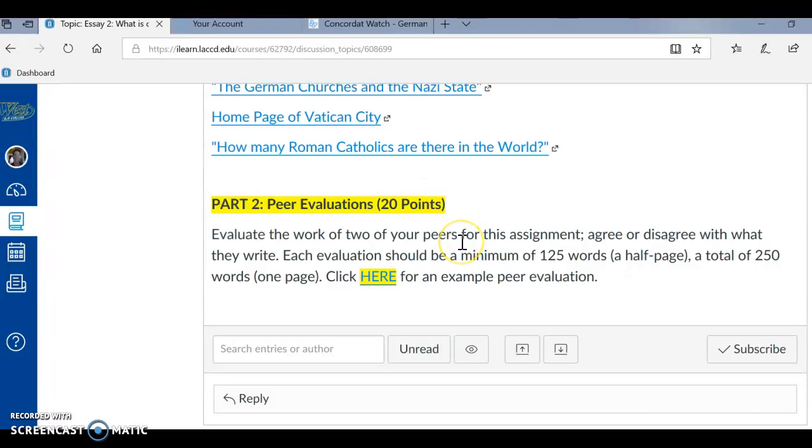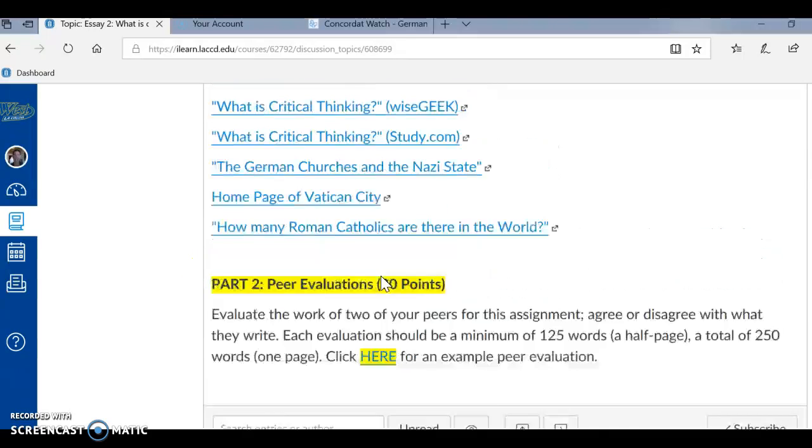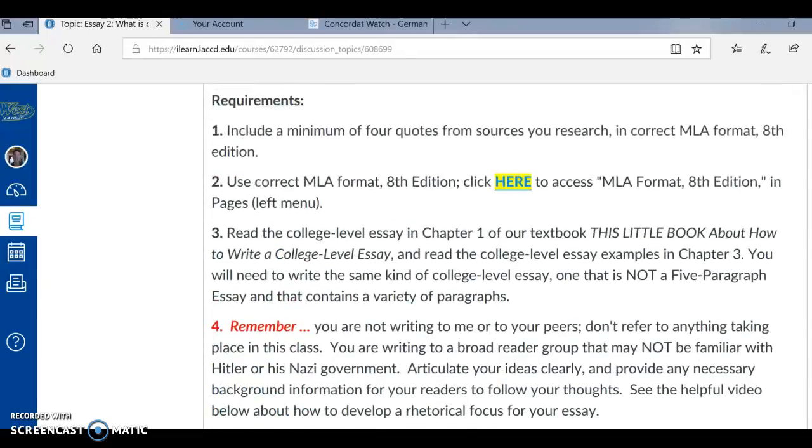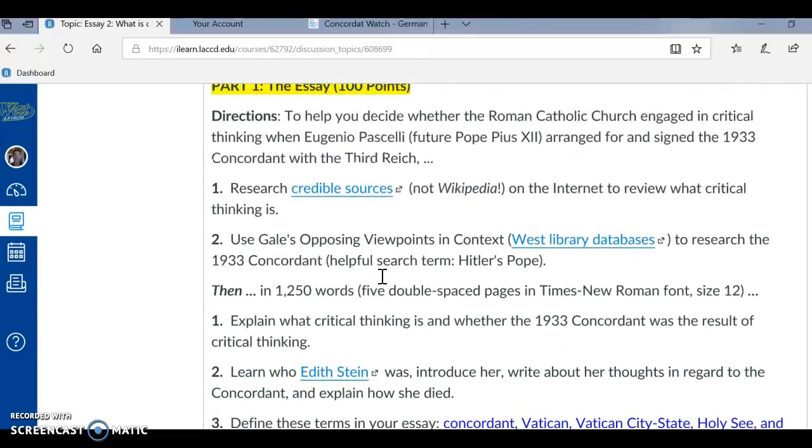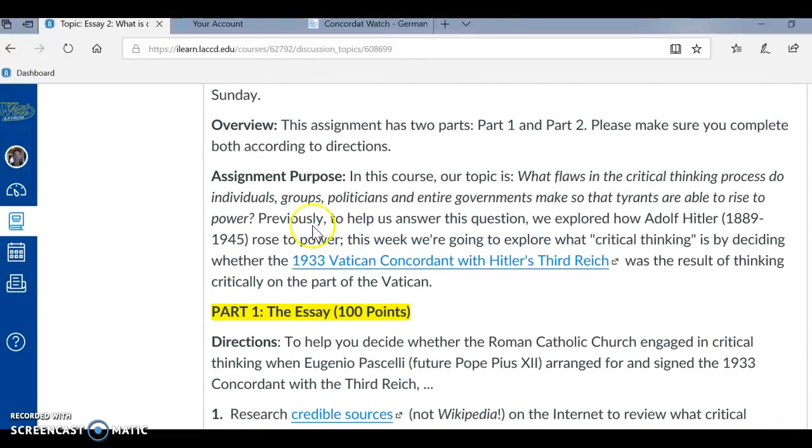You have directions here about the peer evaluations. You're told that you have a minimum word count for each peer evaluation of 125 words, a half page. So it's a total of 250 words. You can click here on this link for an example peer evaluation. Okay, I'm scrolling back up the screen to the assignment purpose.